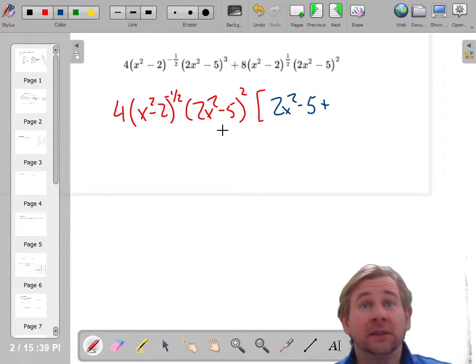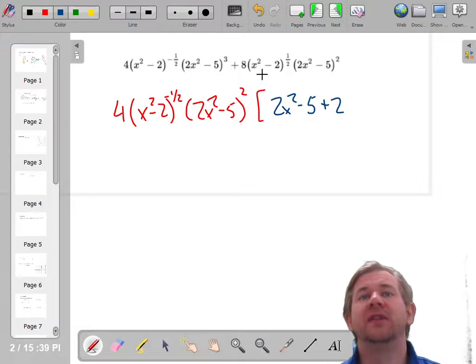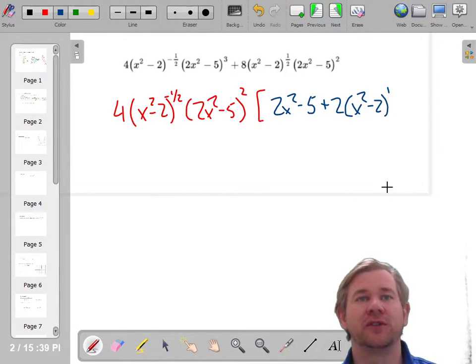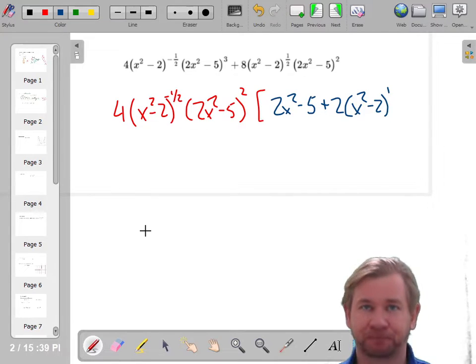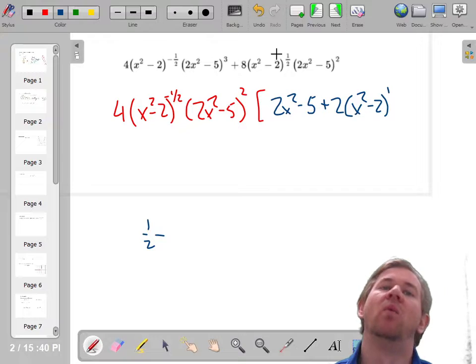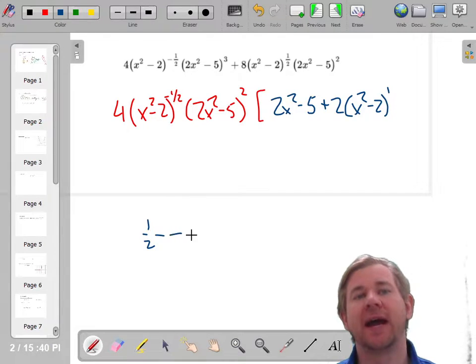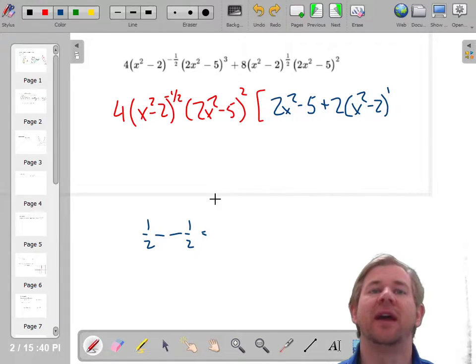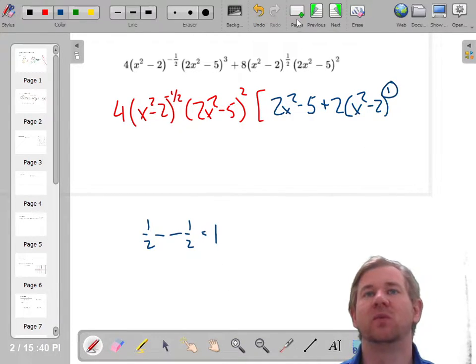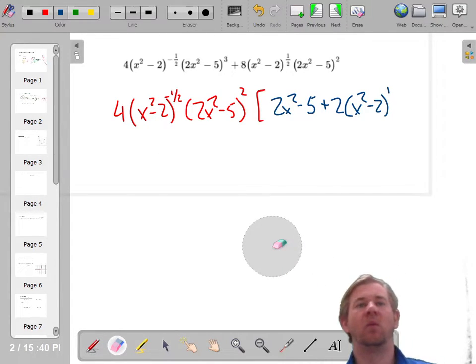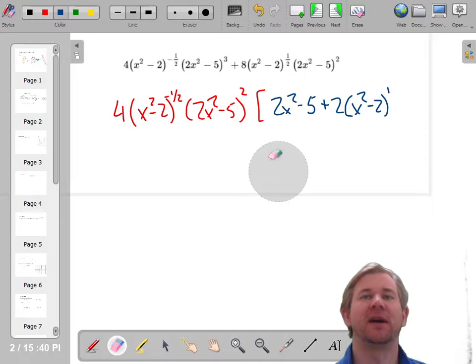plus 4 times 2 gives you 8. And then this is where we have x squared minus 2 to the first. And the reason why is because you factored out a 1/2 and you're going to subtract a negative 1/2. So you factored out 1/2 minus negative 1/2, which is 1.